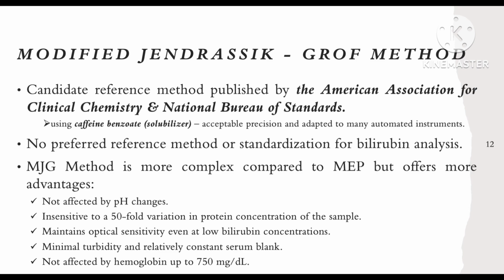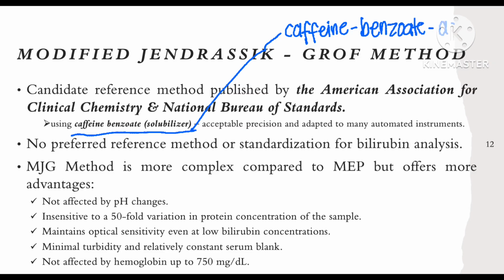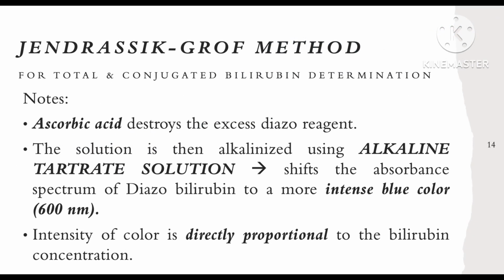Also, the reagents for modified Jendrassik-Grof method class is different because it makes use of caffeine benzoate acetate mixture as its accelerator or solubilizer. The caffeine binds bilirubin, making it soluble in aqueous solution, while the benzoate and acetate buffer maintain stability and the pH. After the reaction, ascorbic acid stops or quenches it, and the alkaline tartrate shifts the color to blue, which makes it stable for spectrophotometry.